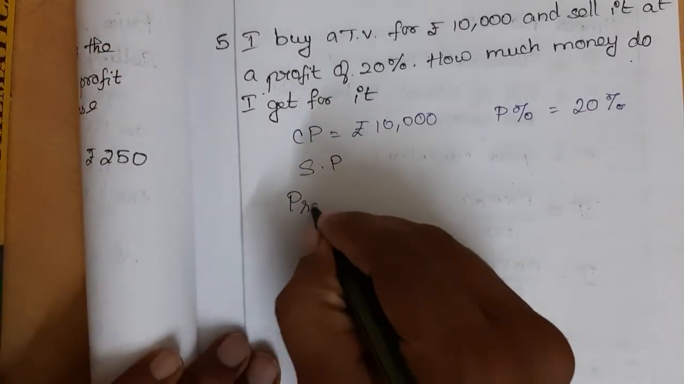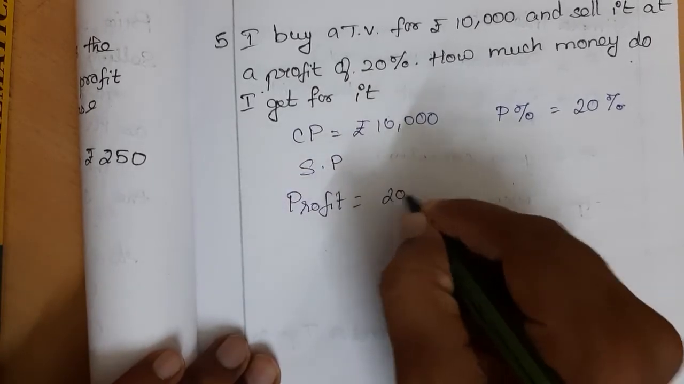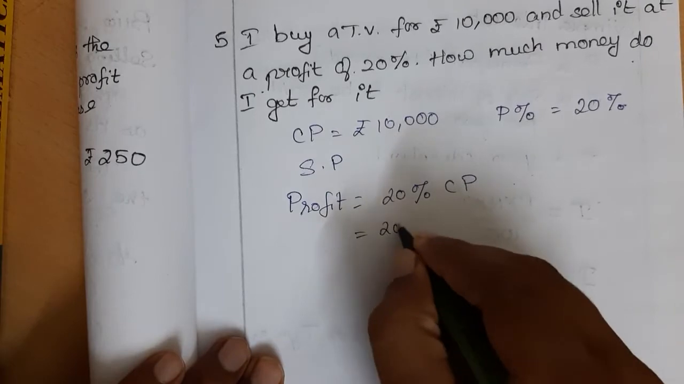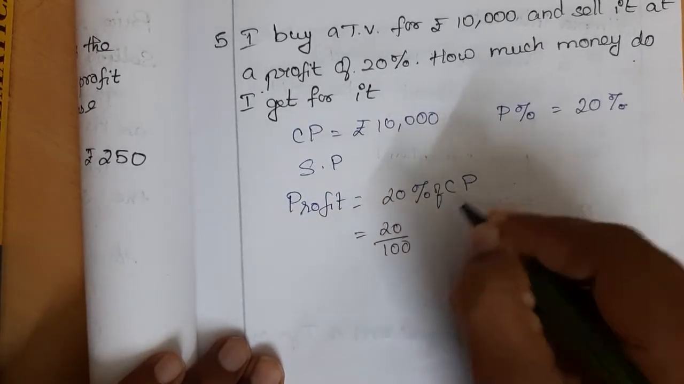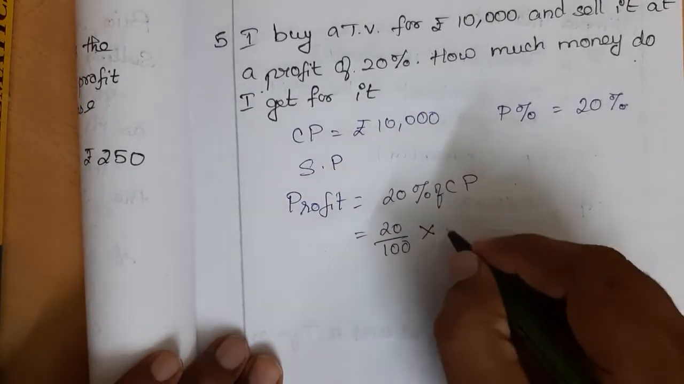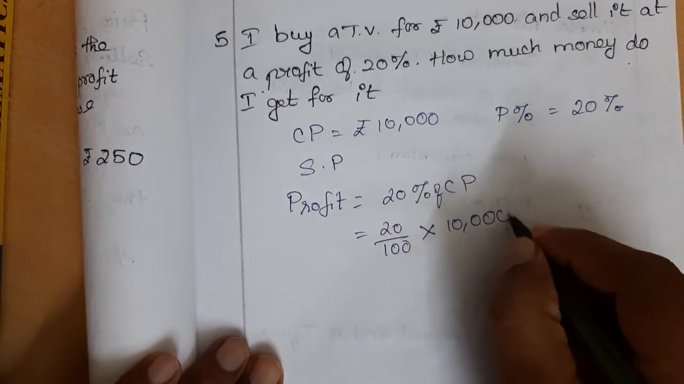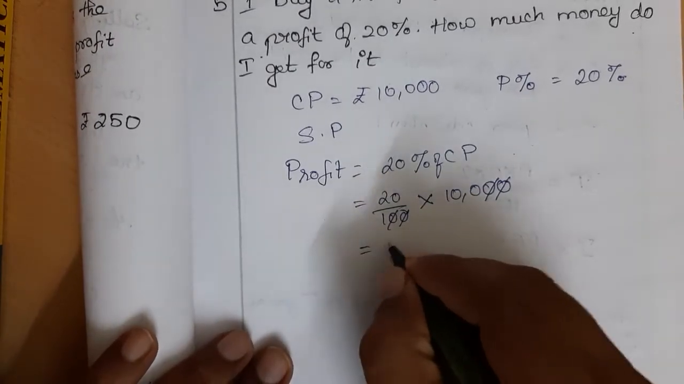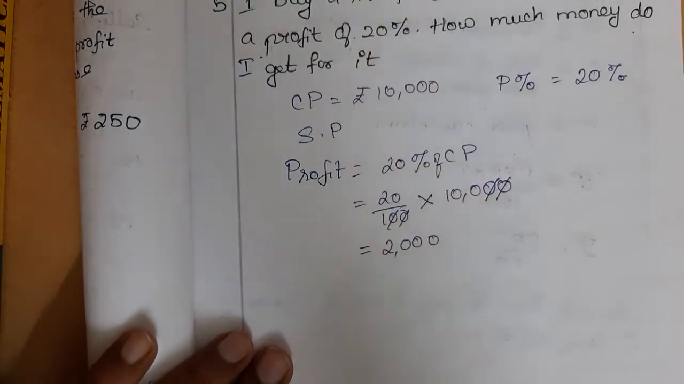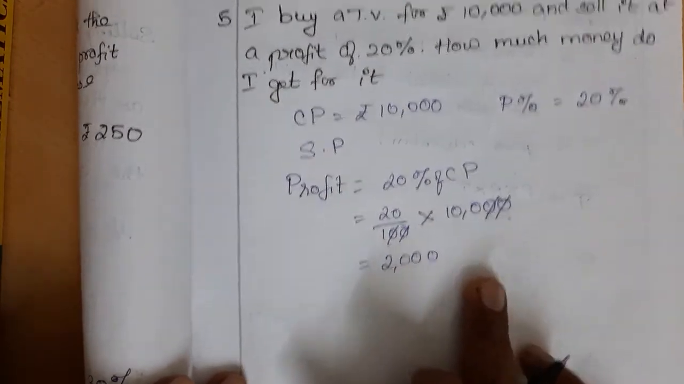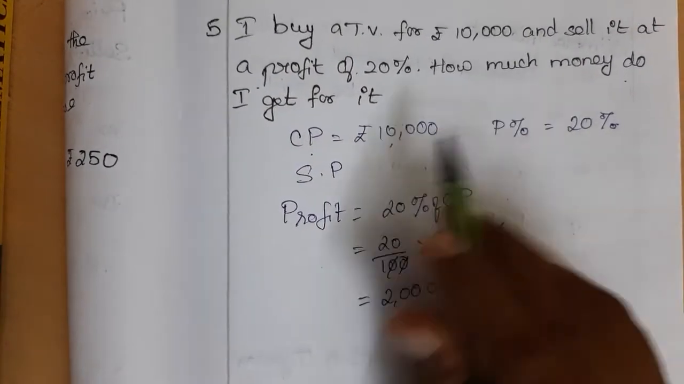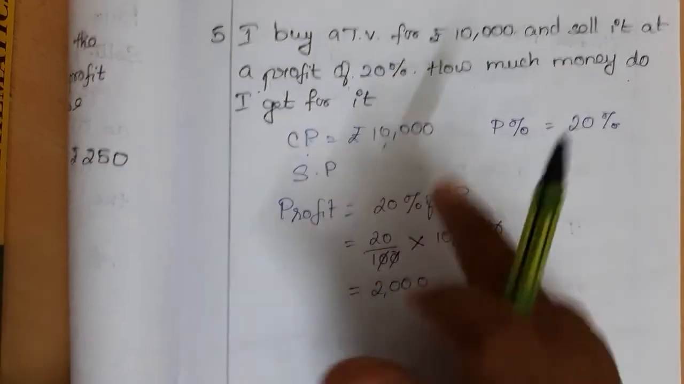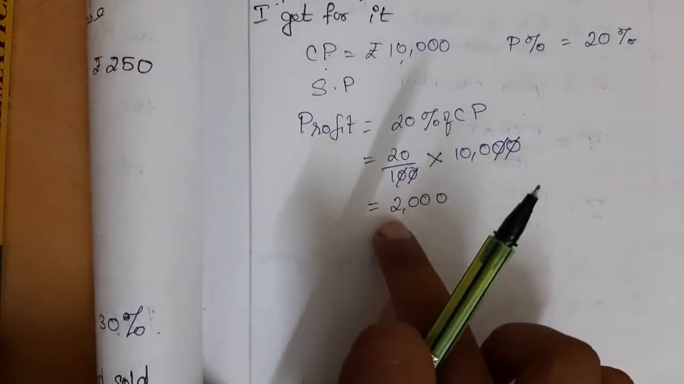So profit is equal to 20% of cost price. 20 by 100 into cost price, which is 10,000. The 0 cancels, and 20 into 100 is 2,000. So this is the profit we made. They have given the cost price and profit percent. From the CP, 20% is the profit. So 20% of 10,000 is 2,000. So 2,000 is the profit.